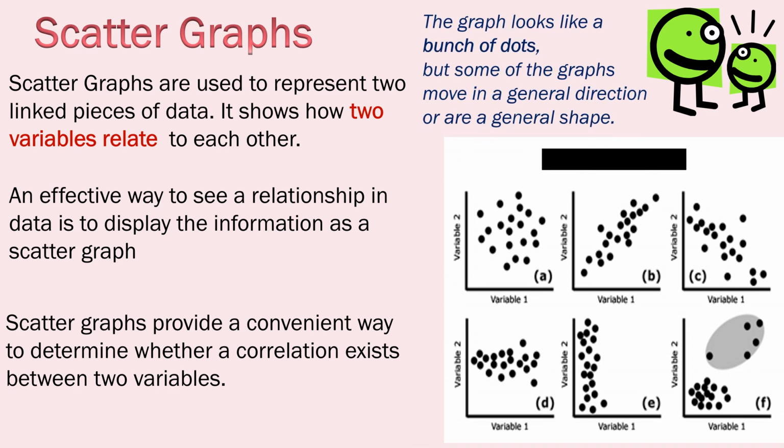Now, in most cases, a scatter graph looks like a bunch of dots. But some of the graphs move in a general direction, while others form a general shape. So you can see that we have one variable represented by the x-axis, that's variable 1, and the other one represented by the y-axis, which is variable 2.